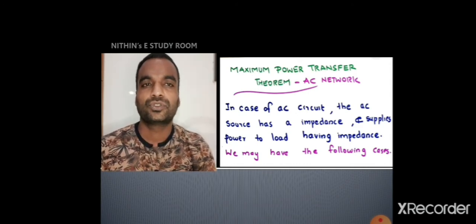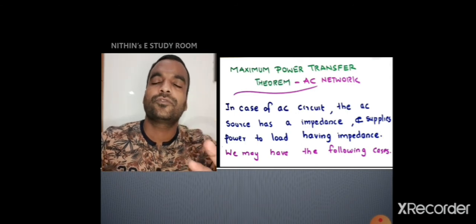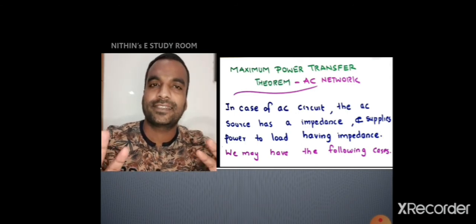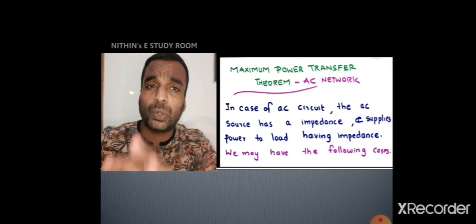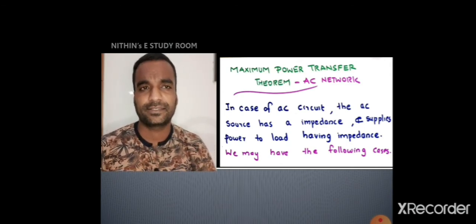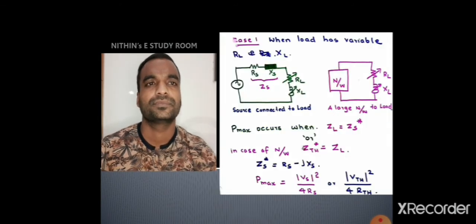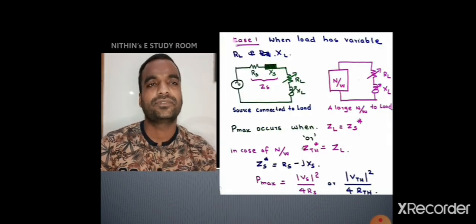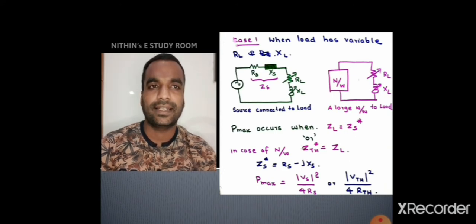It is Thevenin impedance in case of AC. So the load also consists of resistance and reactance, and the Thevenin equivalent also consists of resistance and reactance. That is the case. Okay, case 1, when the load has a variable RL and XL.